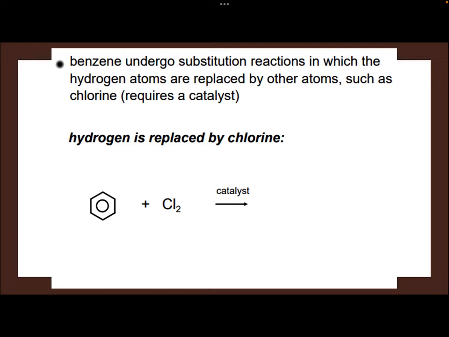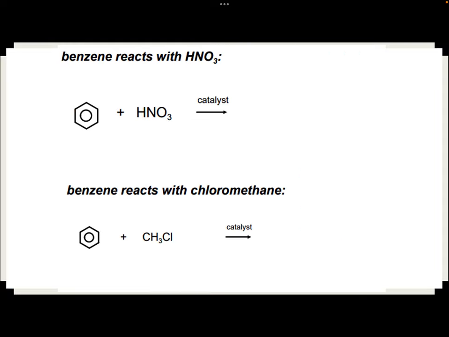So here you can see that we have hydrogen being added to it, and in order to break that bond, it's hydrogenation. Benzene can undergo substitution, which is in reactions where the hydrogen atoms are going to be replaced by other atoms, such as chlorine in this case. If we have hydrogen being replaced by chlorine, it does require a catalyst. So in this case here, we have our benzene, and where our hydrogen was, we now have chlorine, and our byproduct in this case is HCl.